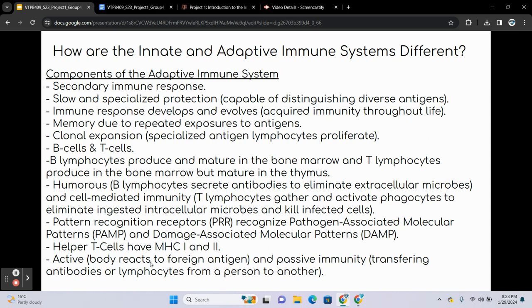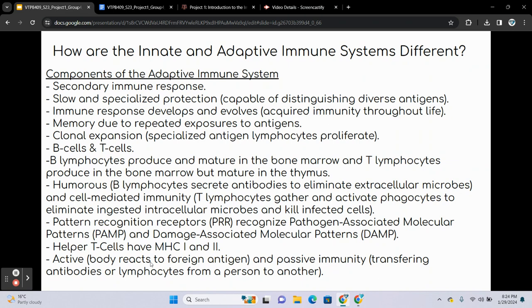B lymphocytes produce and mature in the bone marrow, and T lymphocytes produce in the bone marrow but mature in the thymus. The humoral immunity includes B lymphocytes that secrete antibodies to eliminate extracellular microbes, and cell-mediated immunity includes T lymphocytes that gather and activate phagocytes to eliminate ingested intracellular microbes and kill infected cells. Pattern recognition receptors, PRR, recognize pathogen-associated molecular patterns, PAMP, and damage-associated molecular patterns, DAMP. Helper T cells have MHC class 1 and class 2.